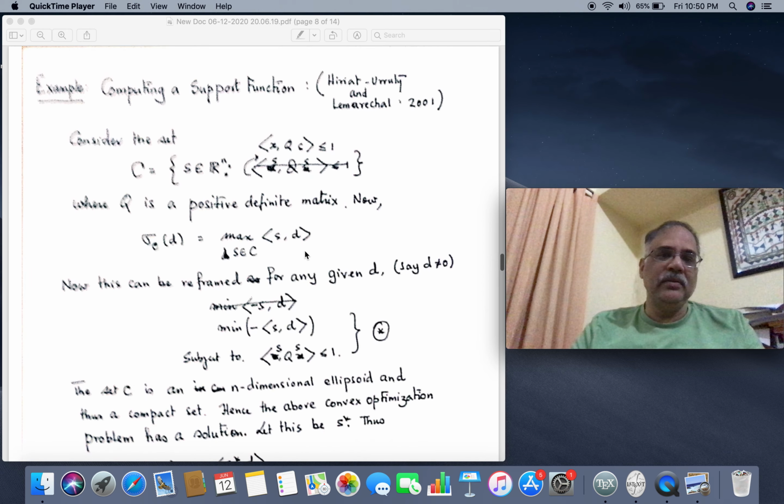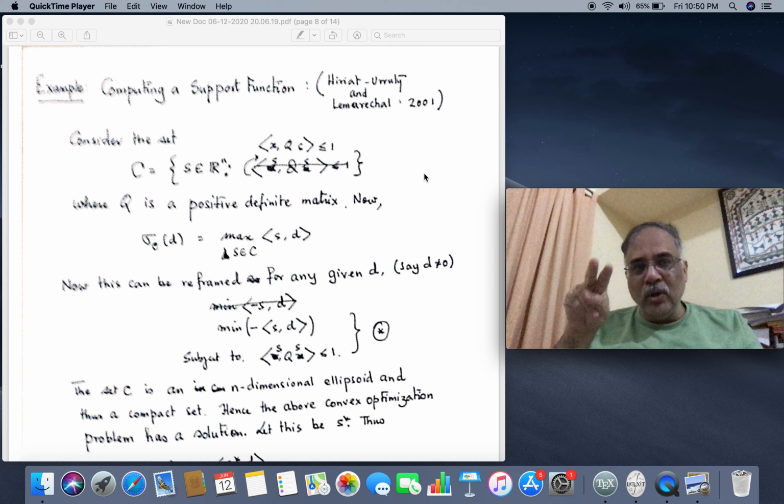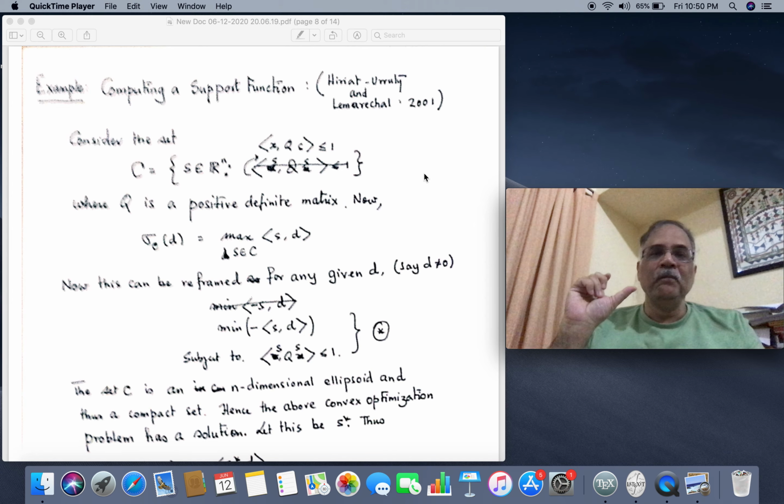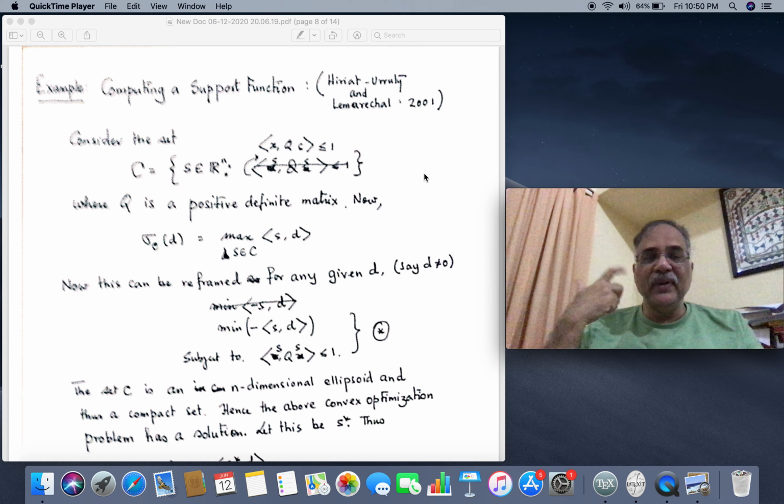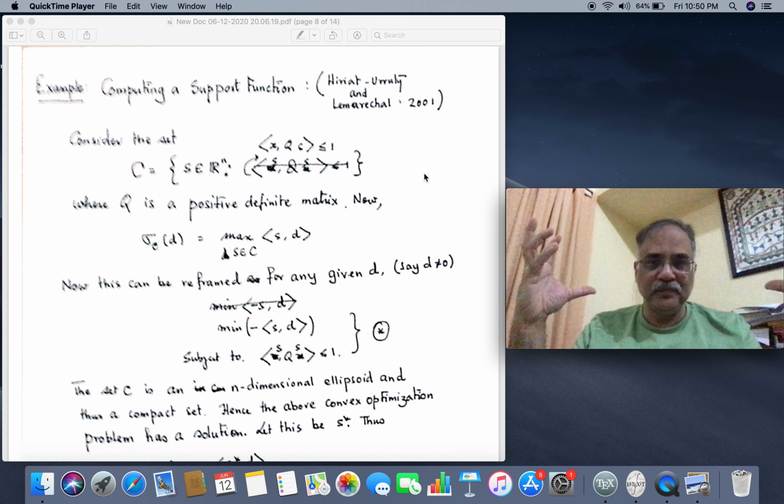So what do I mean? Given a set C, which is the set of all s in Rn such that s transpose Q s, where Q is a positive definite matrix, is less than or equal to 1. This is not an x, this is an s. So s transpose Q s is at most 1, which means the norm of s with respect to Q squared is less than or equal to 1. It is called an elliptic norm because this set C defines an n-dimensional ellipsoid in Rn.